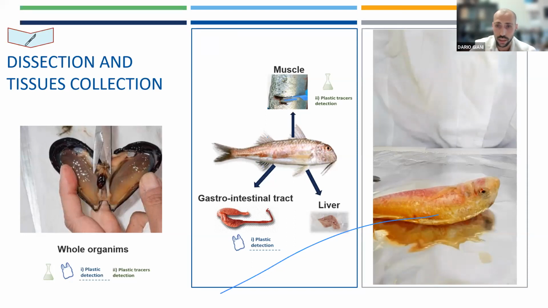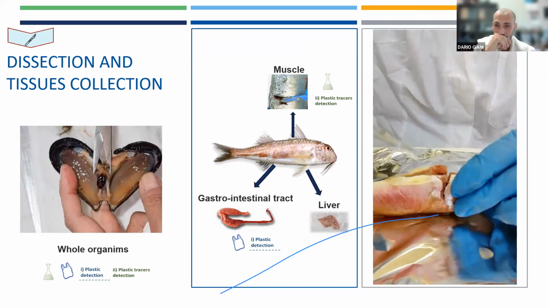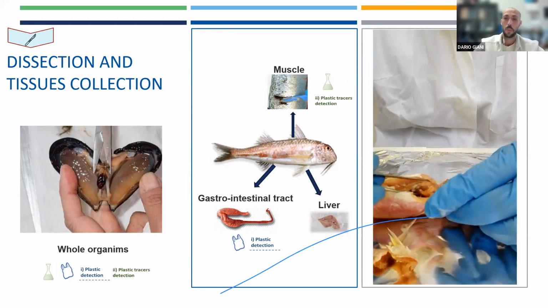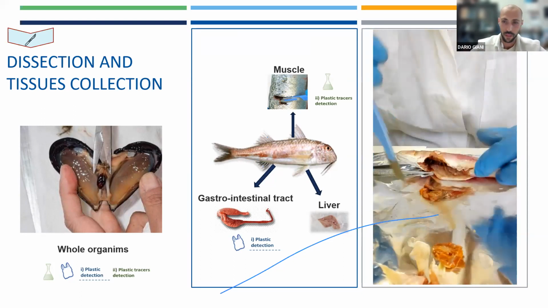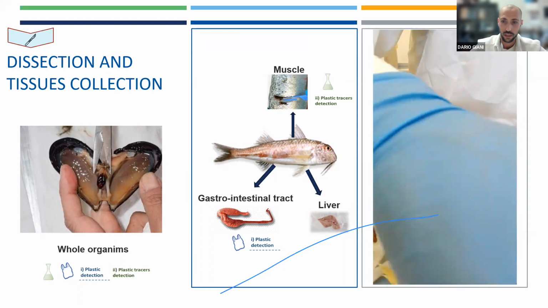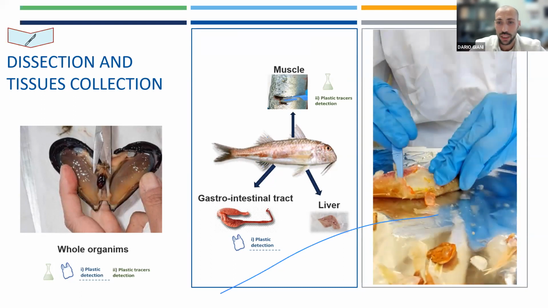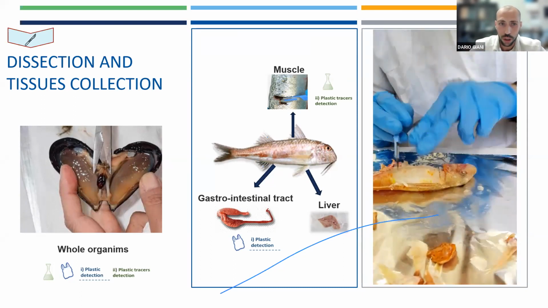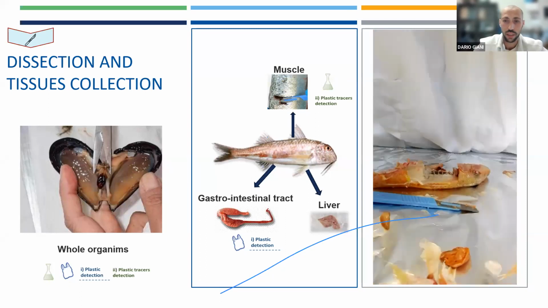I show a little video of the dissection. This is the front of the animal, and this is the liver. And we take the gastrointestinal tract for the tissue digestion, and the muscle is kept for the other analysis.